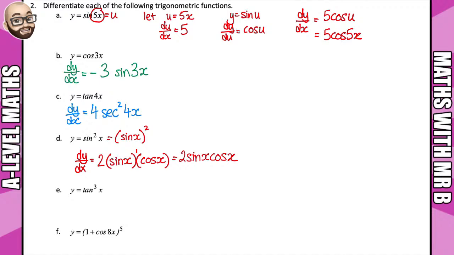Same with the next one. I'm going to start off by maybe writing it as tan x all cubed. So dy dx is going to equal the bracket, bring the old power down, decrease it by 1, and times it by the bracket differentiated, which is sec squared x. And if I want to put it back into maybe nicer notation, we could write this as 3 tan squared x sec squared x.